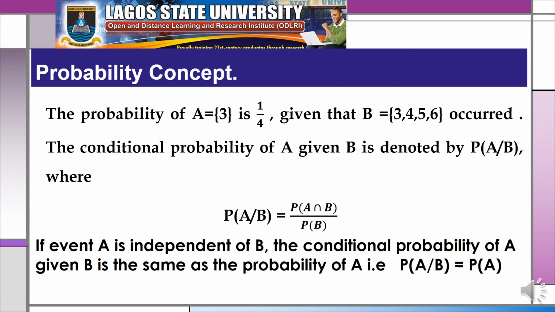P of A given B, which is equal to P of A intersection B divided by P of B. If event A is independent of B, the conditional probability of A given B is the same as the probability of A. That is, P of A given B is equal to P of A.